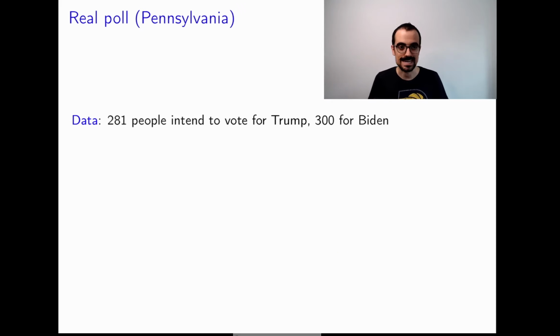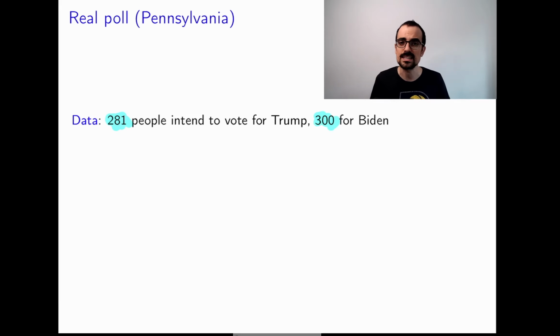Let's apply our result because this has been a little bit abstract, since we can't visualize how the beta distributions actually change. In order to visualize that, we have to look at actual data. So let's look at a real poll in Pennsylvania from the 2020 election. It turns out that in this particular poll, which was not an amazing poll according to 538, I just chose it a little bit at random, 281 people intended to vote for Trump and 300 intended to vote for Biden.